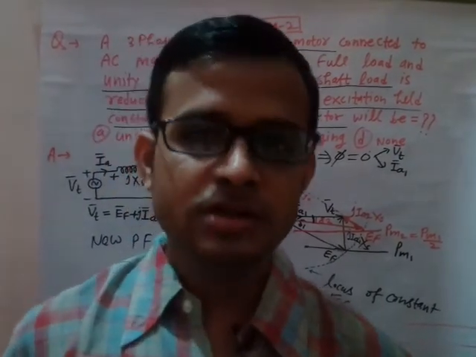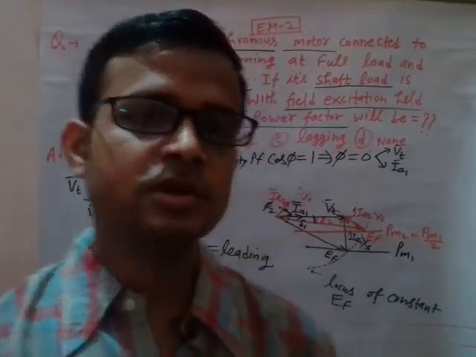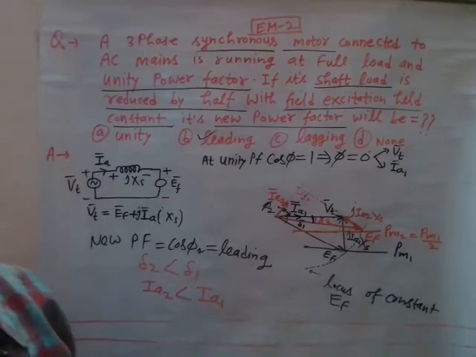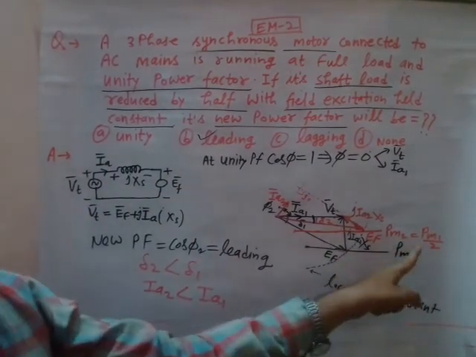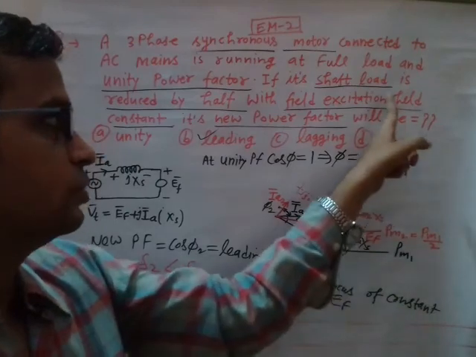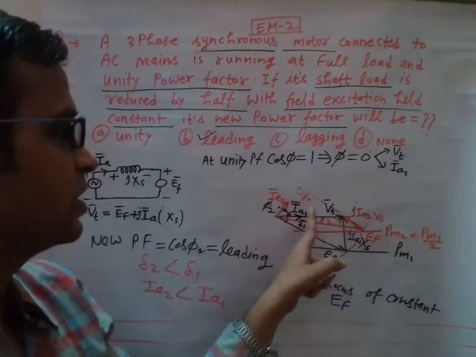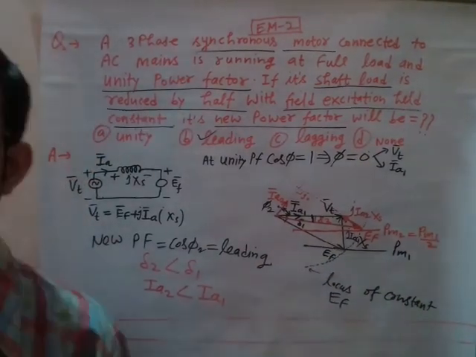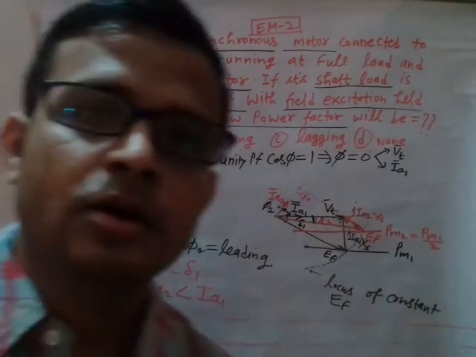So all these kinds of conclusions you can find out, right? We can do some more discussion on it, but I think this much would be sufficient. So your answer would be B, leading. For the new mechanical load which is reduced to half, your operating power factor would definitely be leading, right? Option B is correct.